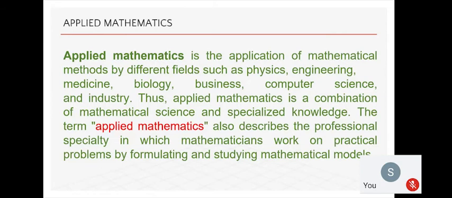In applied mathematics, they have to learn some mathematical concepts and apply them in the various fields to which their engineering belongs, such as some different engineering fields. So they must use whatever concepts they need. Actually, applied mathematics is the application of mathematical methods by different fields. We can see it is used for physics, medicine, biology, business, computer science, as well as industry.